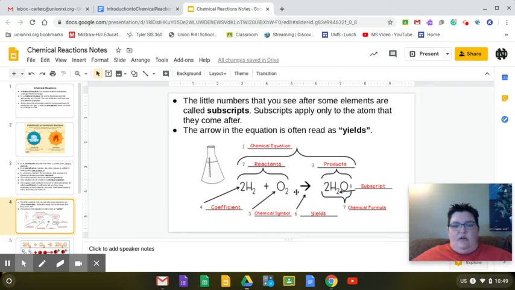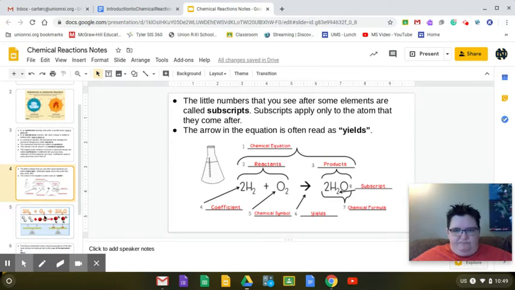Okay, so the arrow is the yields or the equals. And then finally, the whole thing put together, two H2Os, is called your chemical formula. Okay, so you'll need those specifics and everything for your assignment today, and possibly for a little bit on Thursday also. I don't remember exactly which one that is.